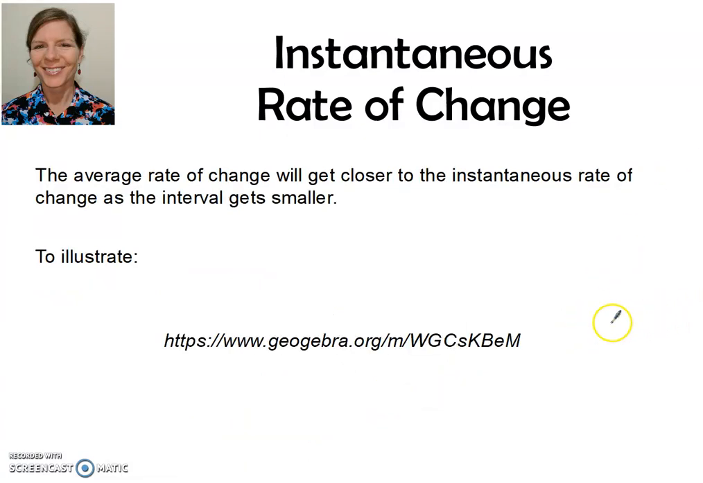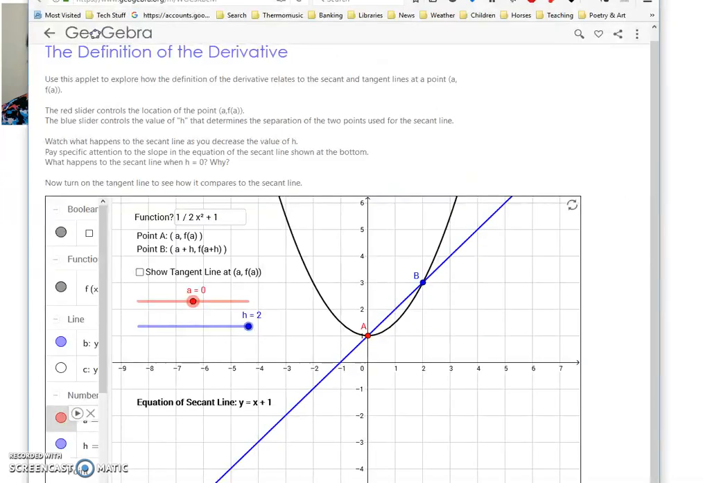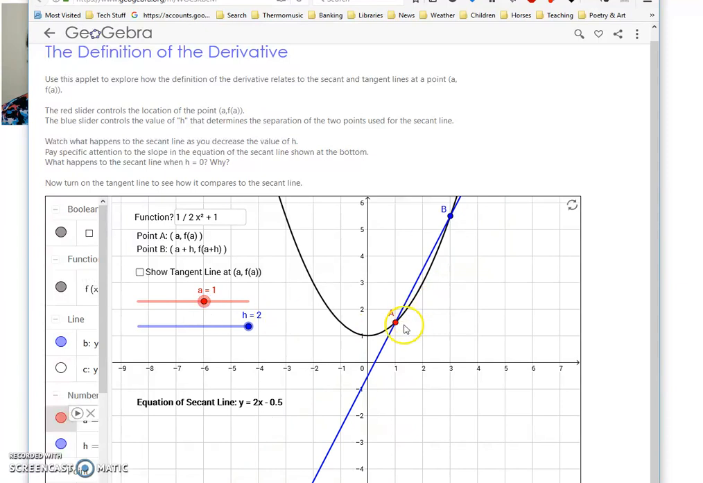The average rate of change will get closer to the instantaneous rate of change as the interval gets smaller. Now, what does that mean? It's maybe a little bit hard to get your head around, so what I'll do is show you a quick demonstration of this. Here we've got a curve, a nice parabola, and we've got 2 points on the curve, and I'm going to move this point A, make that 1, drag that over to there.